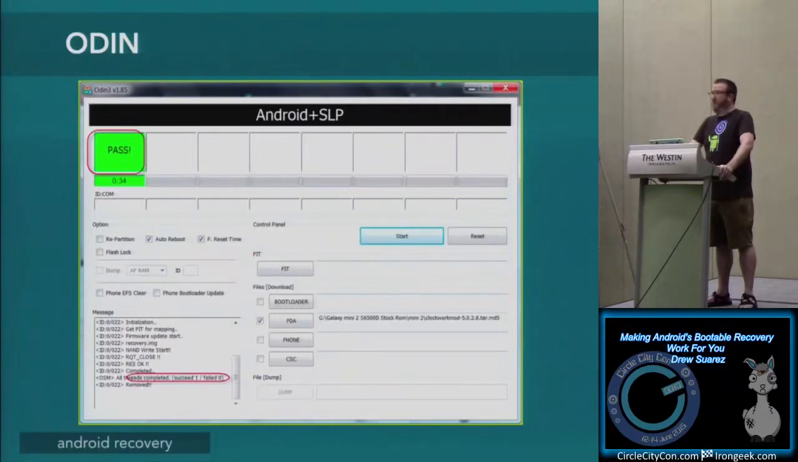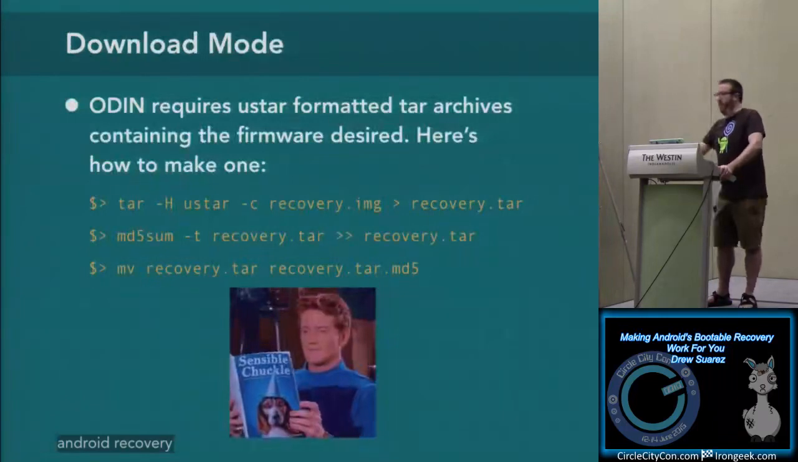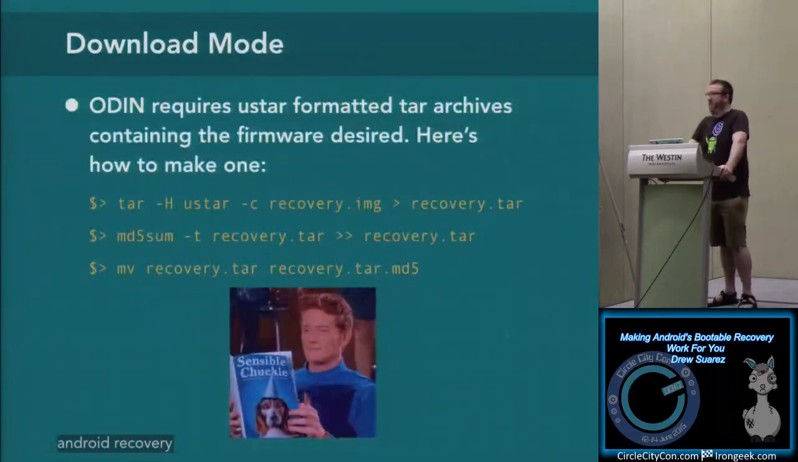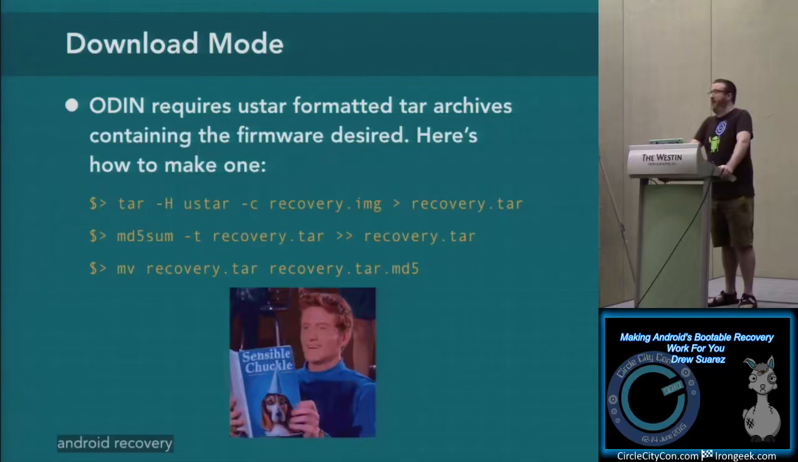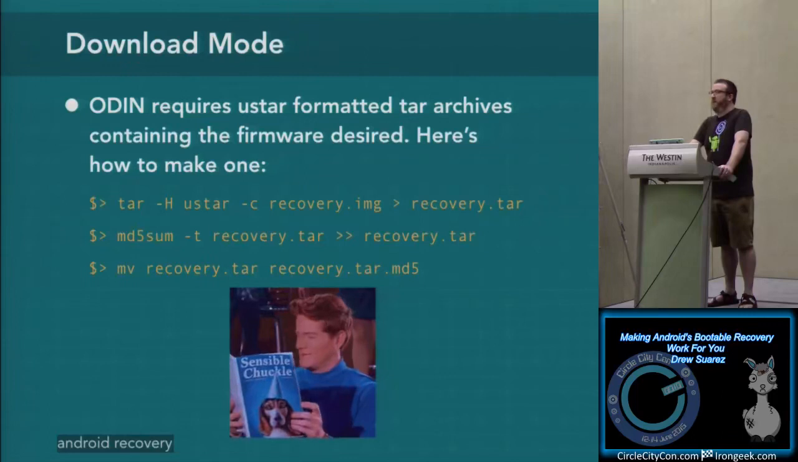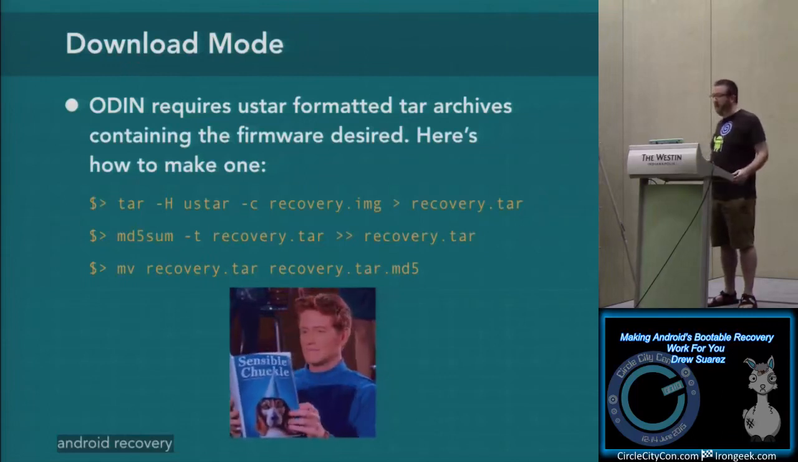But I would avoid this software if at all possible. And there's an alternative, luckily, to this called Heimdall that we'll talk about here in a second. But download mode, and specifically Odin, requires a U-star formatted tar archive containing the exact name of the image that you want to flash. And sort of hilariously, this is something you can't really natively create in Windows, which requires a Windows-only application to flash. So it's kind of a weird scenario. But if you want to make your own, here's how to do that.